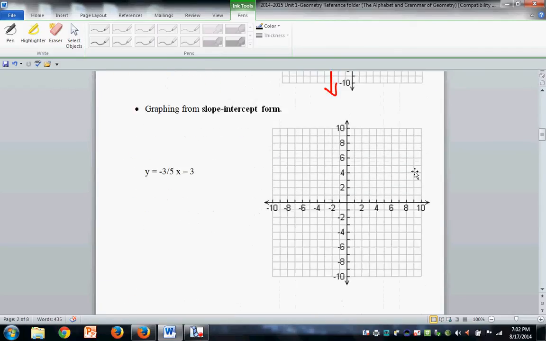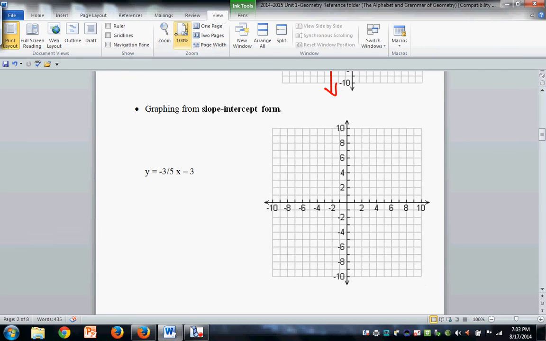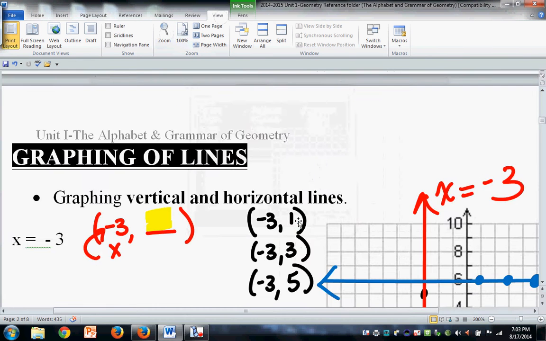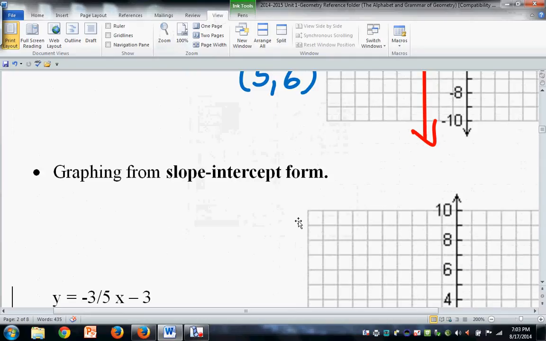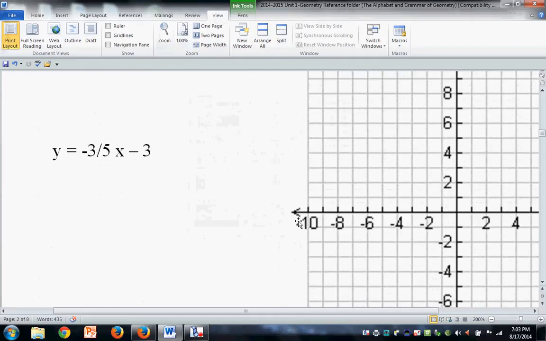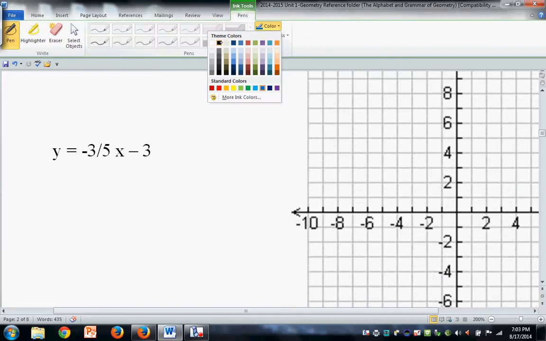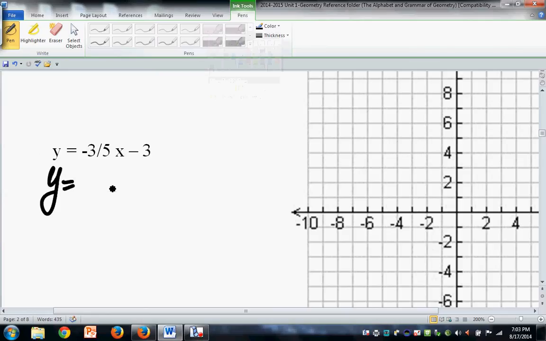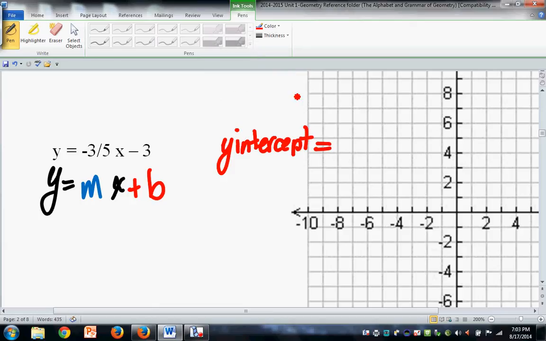Now, graphing in slope-intercept form, this is the one you're most familiar with. So step number 1, what you want to do is always write the slope-intercept equation of a line right underneath it, which is y equals mx plus b. Where b is your y-intercept, and m, of course, is your slope.